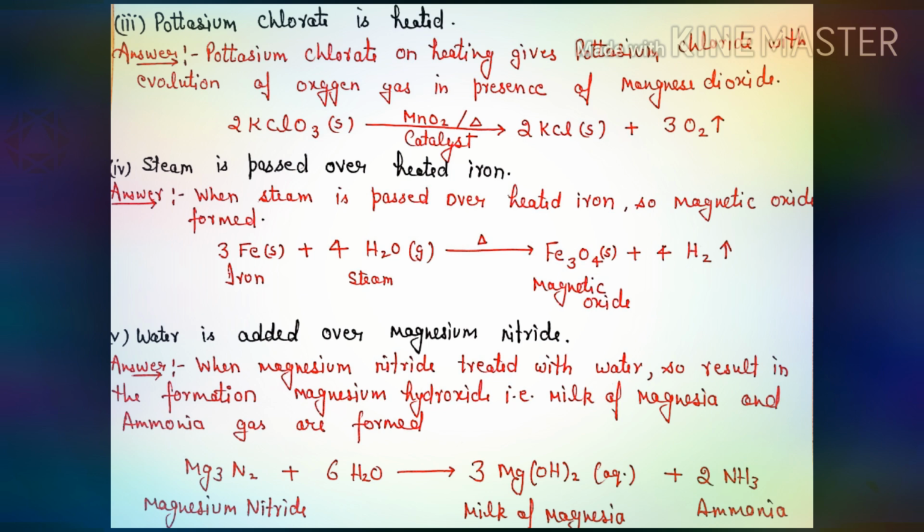Number 5: water is added over magnesium nitride. When magnesium nitride is treated with water, it results in the formation of magnesium hydroxide, that is milk of magnesia, and ammonia gas. All the reactions are given already, remember them.